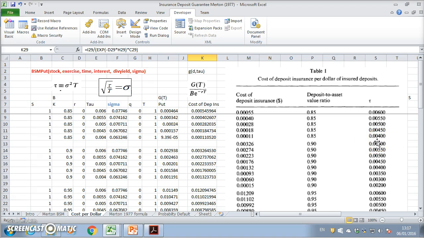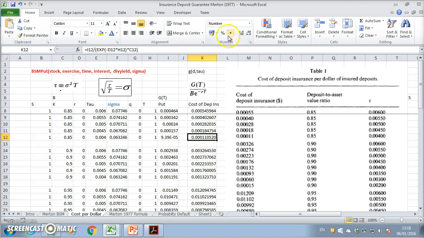A tau of 0.04 is equivalent to a 6% Black-Scholes sigma, to a standard deviation of return on the assets of 6.32%. Again, the cost of insuring that in terms of a percentage would be very, very small. So let's have a look. It would be 1%, so 1 basis point, in fact, equivalent to 1 basis point.